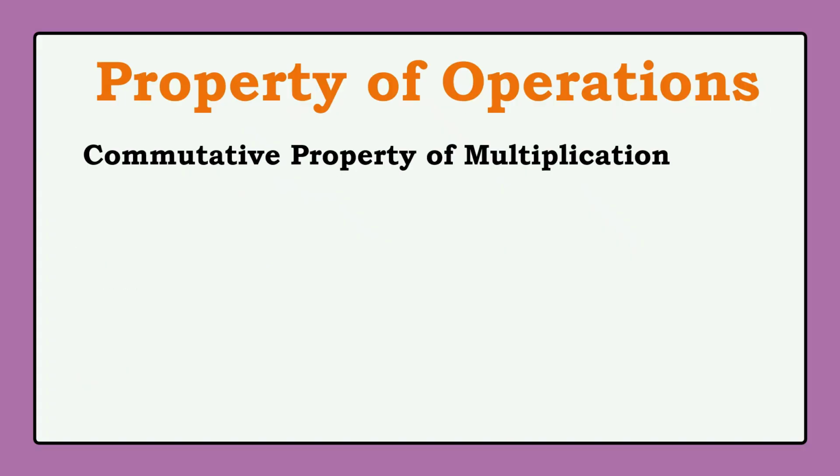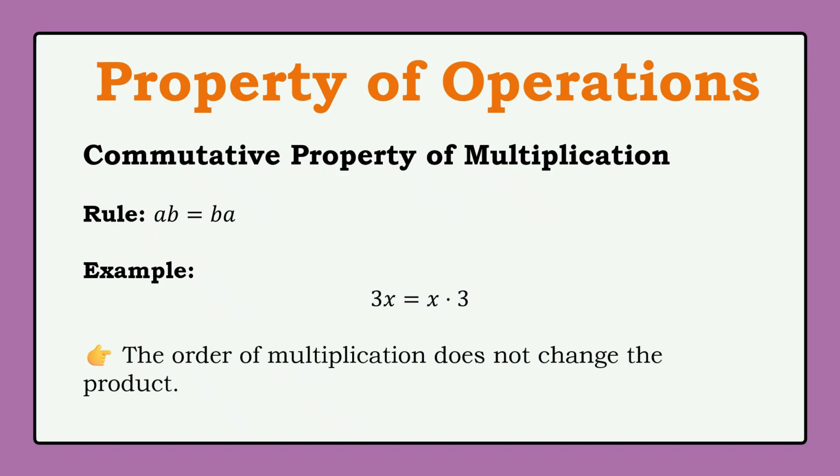Next, the commutative property of multiplication. A times B is equal to B times A. For example, 3 times x is equal to x times 3. This property states that the order of multiplication does not change the product.